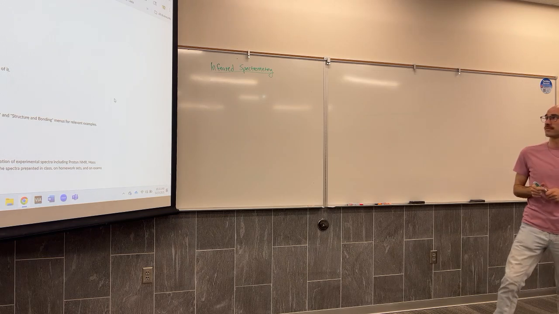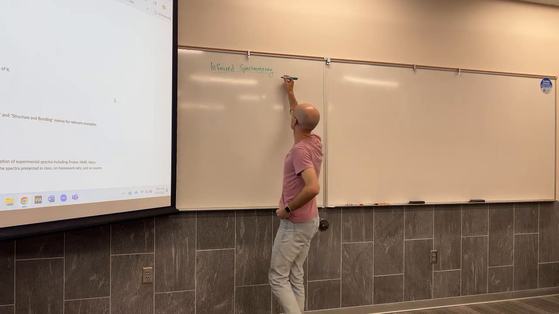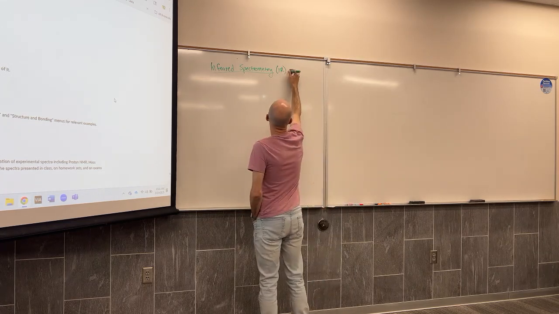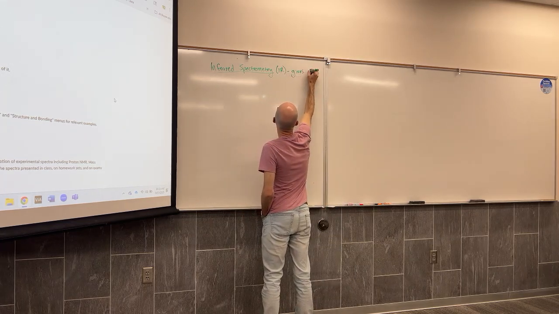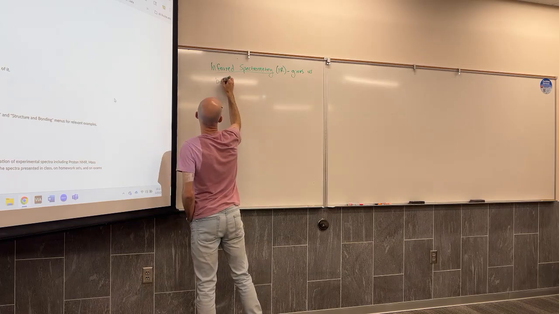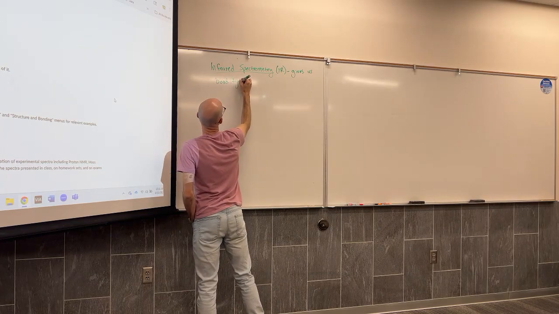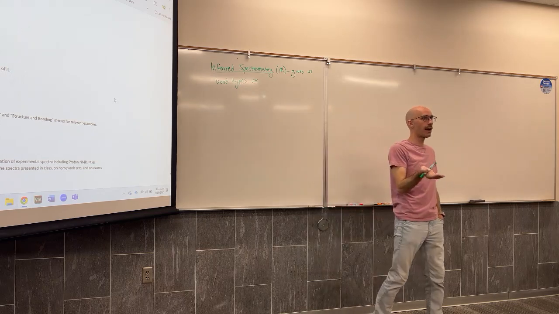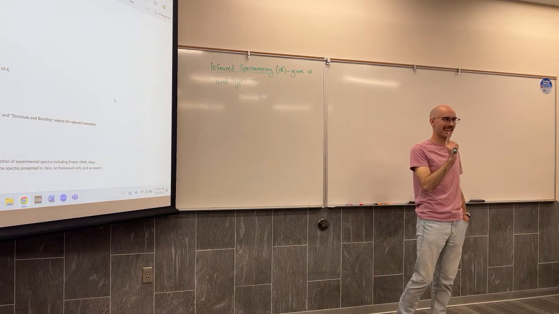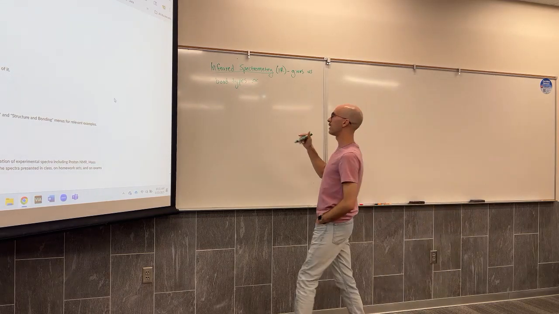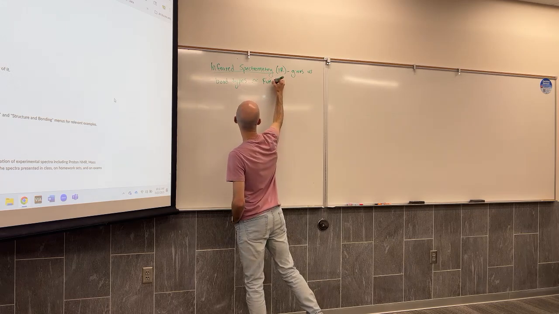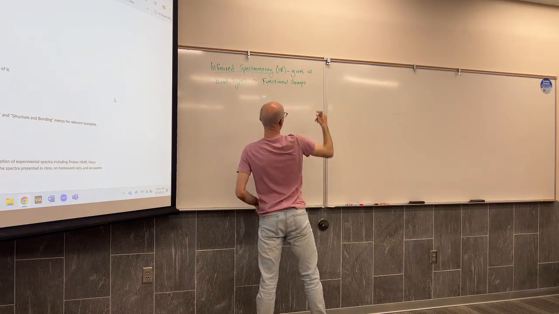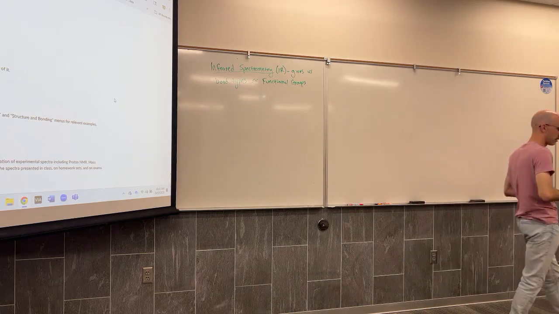So IR, infrared spectrometry. This gives us bond types. Now I'm going to say that is approximately equal to, it's not exactly equal to, but it's approximately equal to functional groups. How did we define functional groups a few weeks ago?